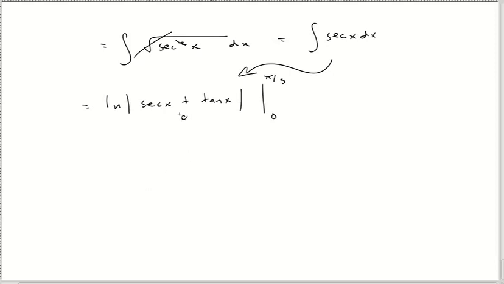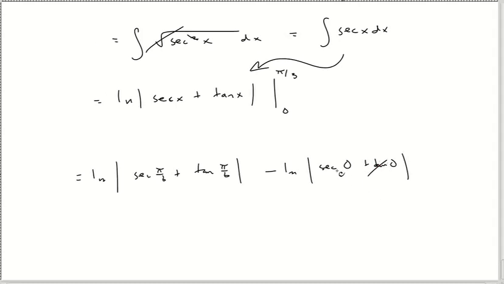Cool. So I'm going to plug the stuff in, of course. Ln of secant pi over 3 plus tangent pi over 3, minus ln of secant 0 plus tangent 0. Well, tangent 0 is 0. Secant 0, I believe, is a 1, but ln of 1 is 0, so that goes away.